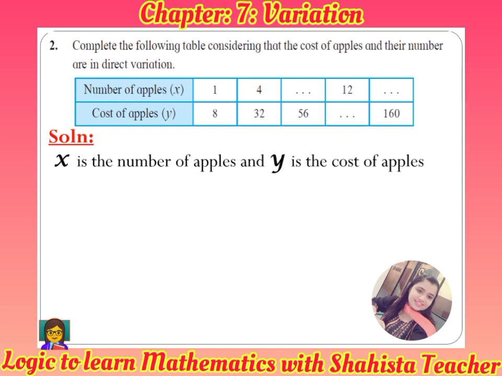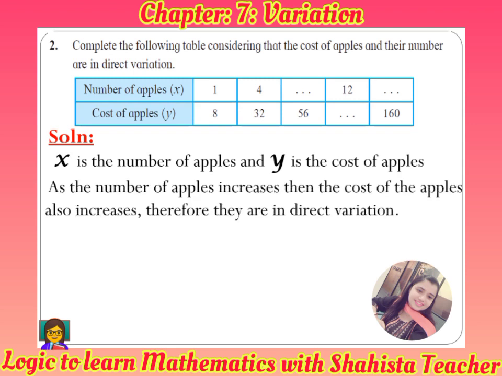So X is the number of apples and Y is the cost of apples. 1 apple costs 8 rupees. 4 apples cost 32 rupees. Okay, so simply, for finding the cost of apples we have to multiply by 8, and for finding the number of apples we have to divide by it. Just only division and multiplication. Number of apples के लिए हमको divide करना होगा और cost of apple find करने के लिए हमें multiply करना होगा. So as the number of apples increases, the cost of apples also increases.